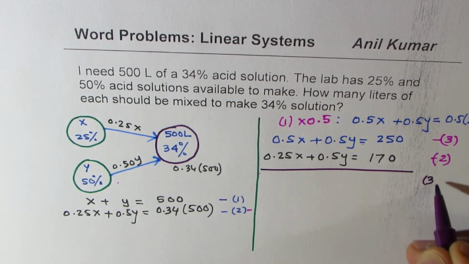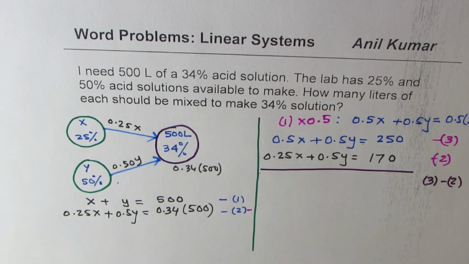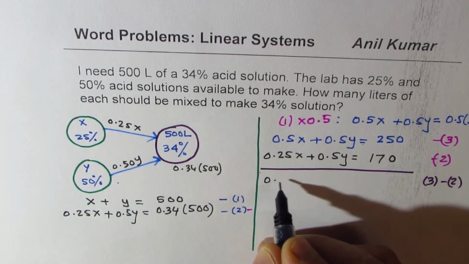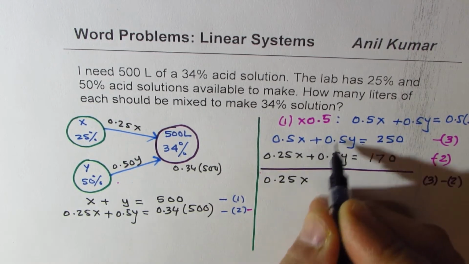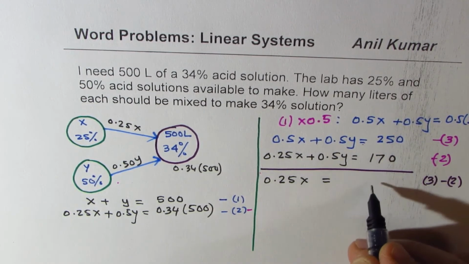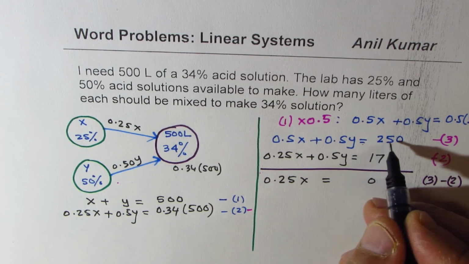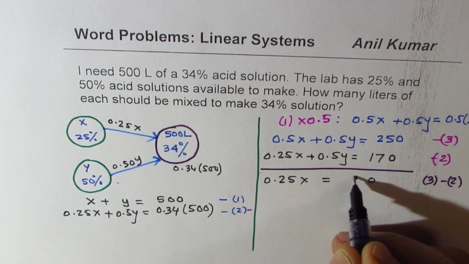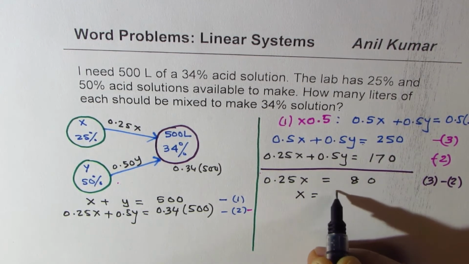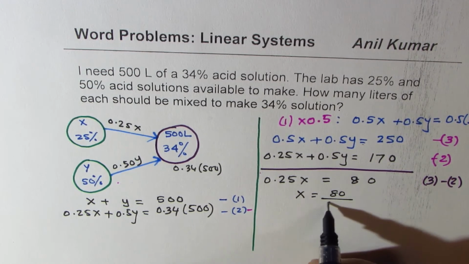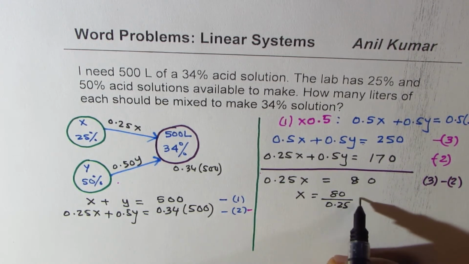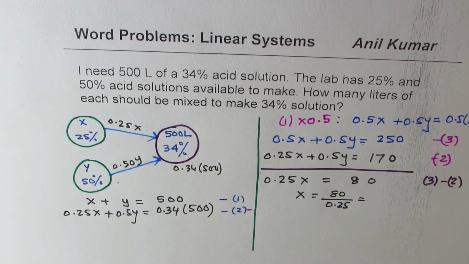Now it is a question of subtracting one from the other. So we are doing 3 minus 2. In that case, what do we get? We get 0.25x, this cancels, is equal to, take away 0, 15 take away 7 gives us 8. And so x is equal to 80 divided by 1/4. Correct? 80 divided by a quarter.